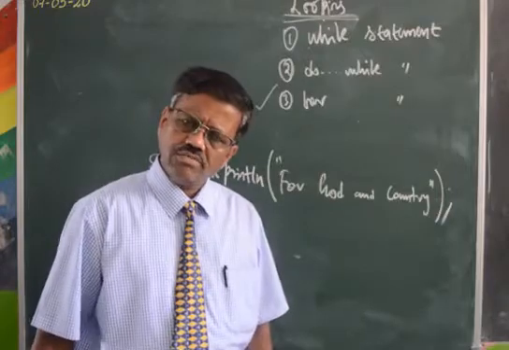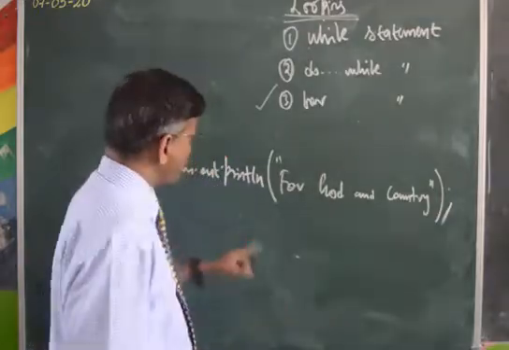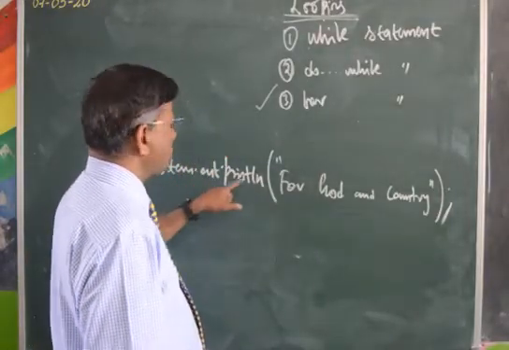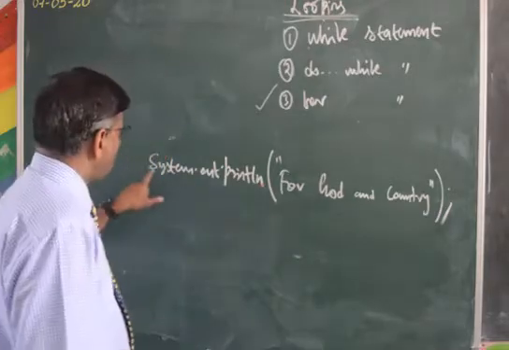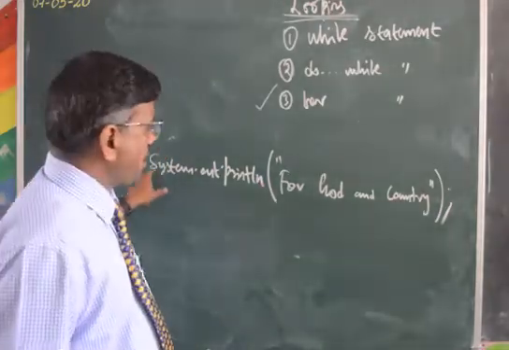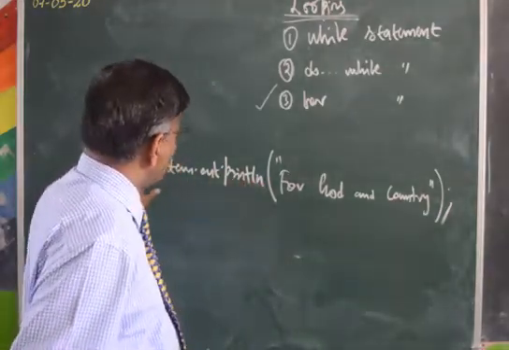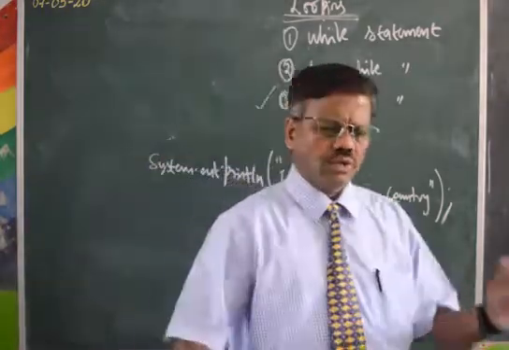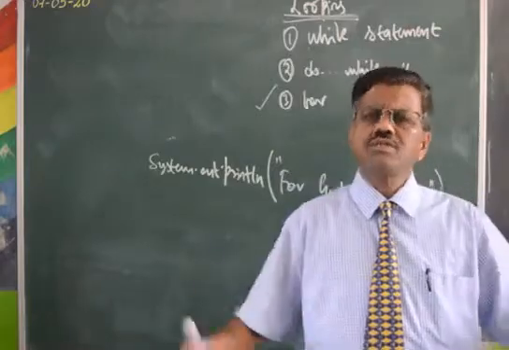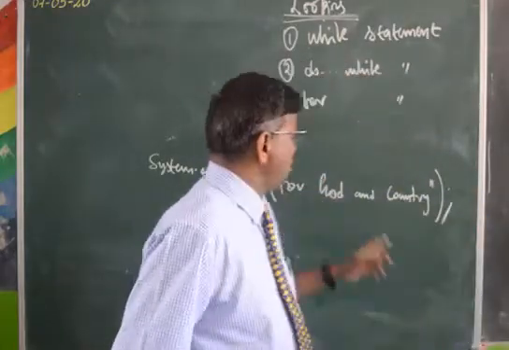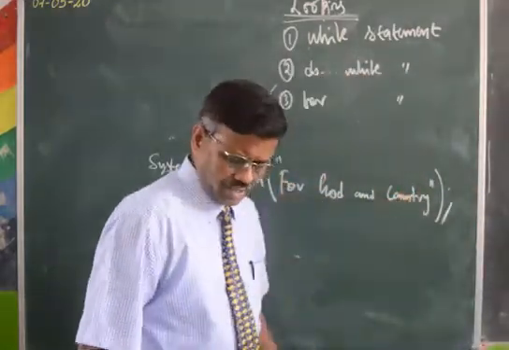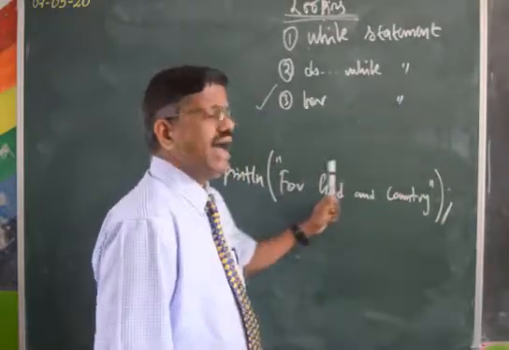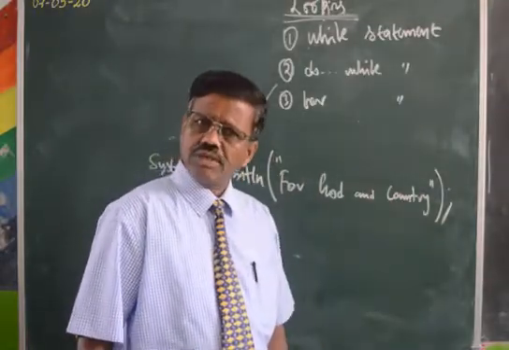Is this clear, boys and girls? Most of you are familiar. Please note, whenever you write System.out.println, the S alone is uppercase, the rest are all lowercase. Of course, within double quotation marks you can write uppercase, lowercase, mixed up, anything can be written. Whatever you give within double quotation marks will appear as given. Is this clear, boys and girls?